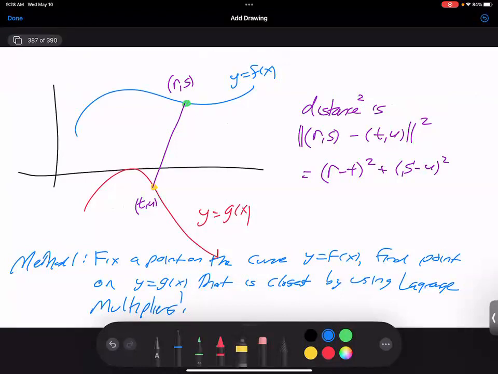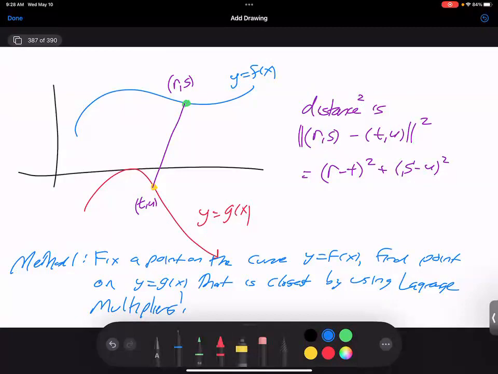I'm going to first fix a point on the blue curve. And now that I've fixed the point on the blue curve, that point's no longer moving. For now, that green point is fixed. And I just move the yellow point along the constraint y equals g of x. So t equals g of u, because it's got to be on that curve. And for that fixed value of RS on the blue curve, I can find which point on the red curve is closest, and I can find what that distance is.